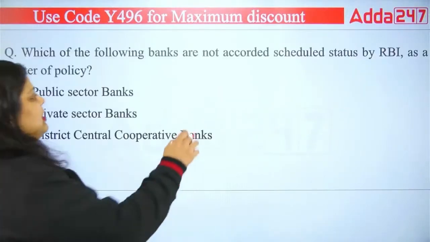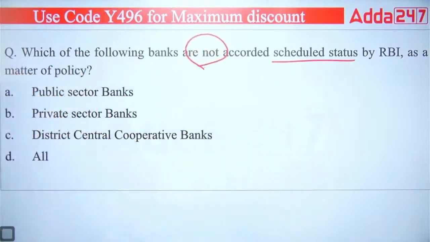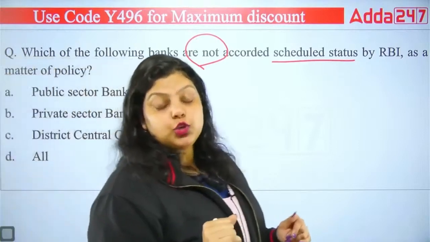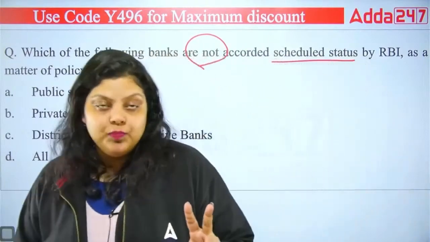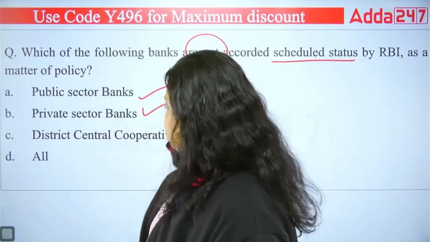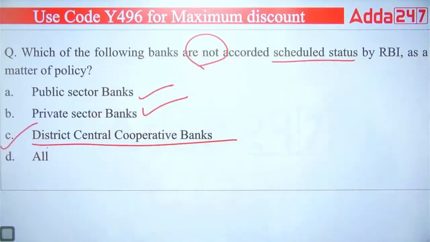Which of the following banks are not accorded scheduled status by RBI as a matter of policy? So which bank is not a part of the scheduled banks? And what is a scheduled bank? Those banks which are defined under the Second Schedule of the RBI Act 1934. Public sector and private sector banks are scheduled, but the district central cooperative banks have not got the permission, or I can say they have not got the status of scheduled bank from the Reserve Bank of India. So your right answer will be option C.